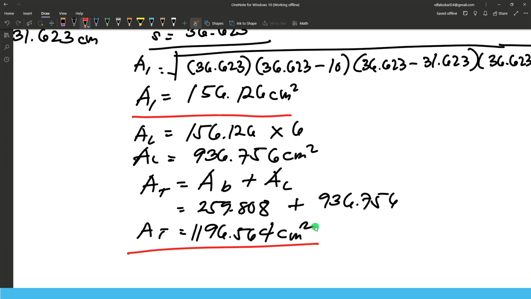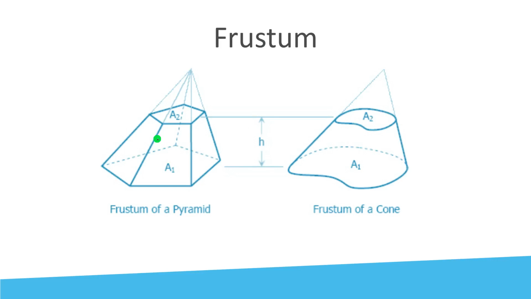Okay, so we're done with cones and pyramids. Let's now proceed to the frustum. A frustum of a pyramid or a cone is a portion of the pyramid or the cone included between the base and a section parallel to the base, not passing through the vertex. So a frustum is just a part of a pyramid or a cone where we have two bases which are parallel.